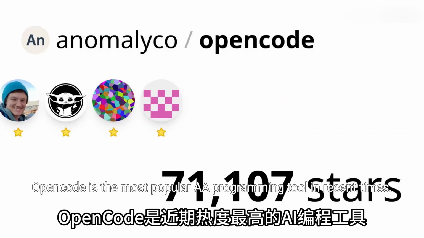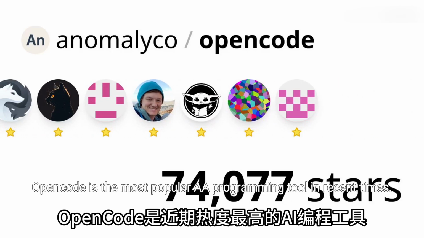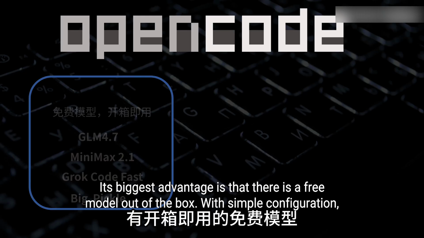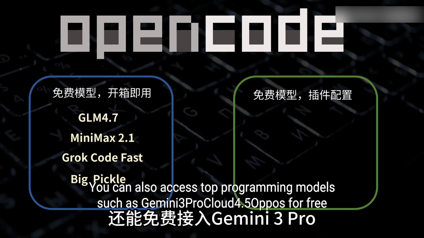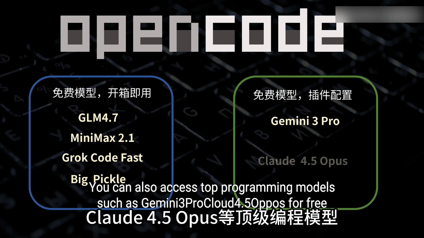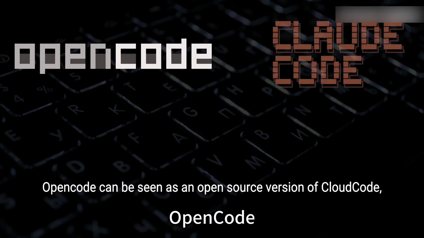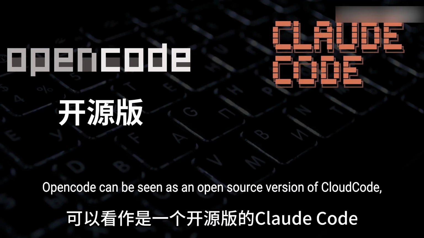OpenCode is the most popular AI programming tool in recent times. Its biggest advantage is that there is a free model out of the box. With simple configuration, you can also access top programming models such as Gemini 3 Pro and Claude Opus 4.5 for free. OpenCode can be seen as an open source version of Claude Code.